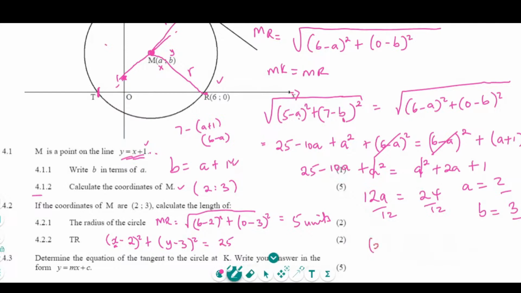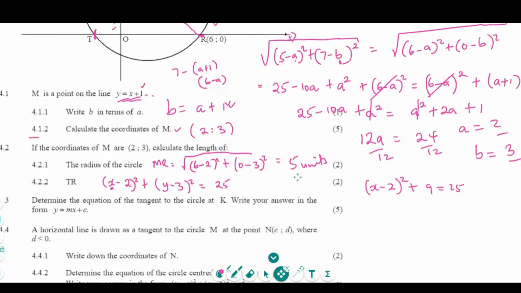So that's gonna be x minus 2 squared plus the 0 minus 3 squared, that's a 9, is equal to 25. And then I'll move the 9 to that side. We know that 25 minus 9 will give us a 16. I'll just say x minus 2 squared is equal to 16. Find the square roots on both sides. So x minus 2 is going to give me plus or minus 4.